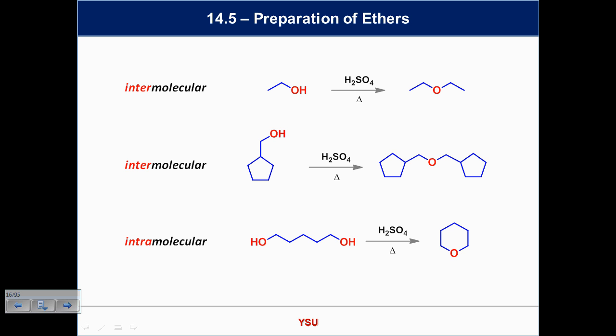You can see here at the top you're starting out with ethanol. It's a very simple way of making diethyl ether. Sulfuric acid heated up, intermolecular SN2, neutralize at the end, and you've got diethyl ether.